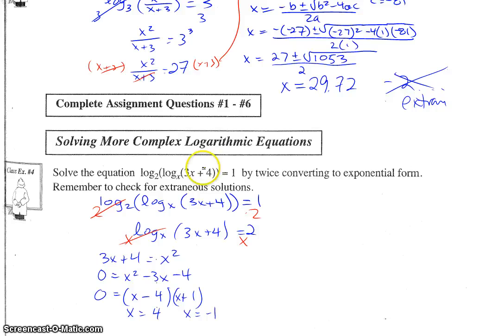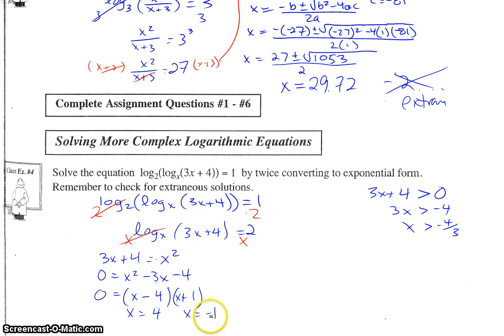Okay, so let's talk about what our domain is restricted to in this situation. We have 3x plus 4 inside the log, so that has to be greater than 0. And if we solve that, we would get 3x greater than negative 4, x greater than negative 4/3, right? Okay, which negative 1 is actually bigger than that. However, we have an extra little complication. Notice x is the base on the log. Okay, you can't have a base also that's negative or 0. So because of that, we also have the restriction that x is greater than 0.